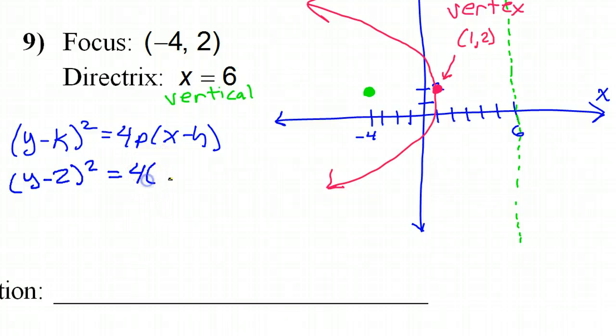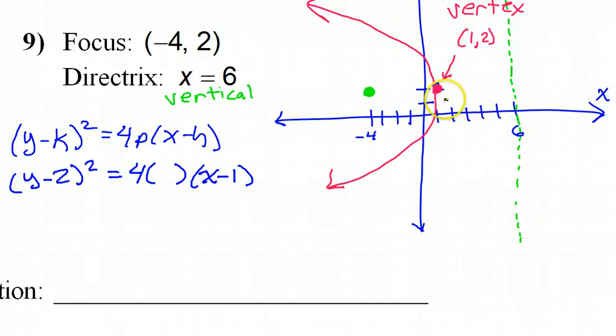Okay, I'm just going to leave an empty spot for the p. That's coming in a second. And then x minus h. So that's the 1. So that's going to be x minus 1. Just again, do the opposite. These are both positive, so I wind up doing minus for both.